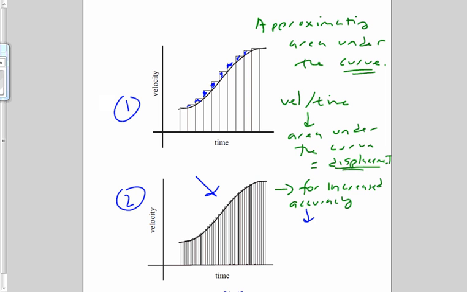So we're increasing data points, and we're increasing data points by reducing the delta x. So we're reducing delta x. We're letting that distance between each x point get smaller and smaller and smaller.